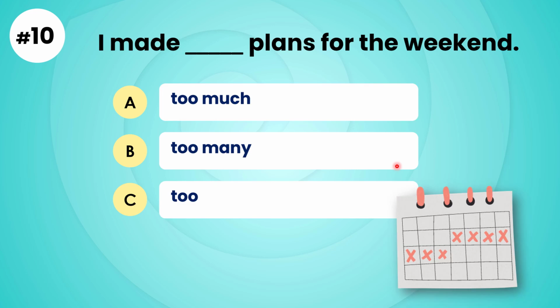And finally, number 10. I made plans for the weekend. A, too much, B, too many, or C, too. The correct answer is B, too many. I made too many plans for the weekend. We use many before countable nouns, like plans.